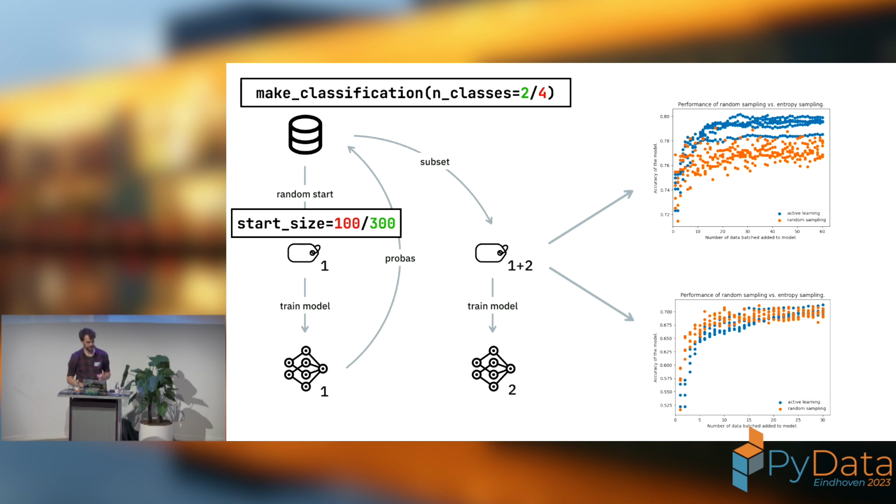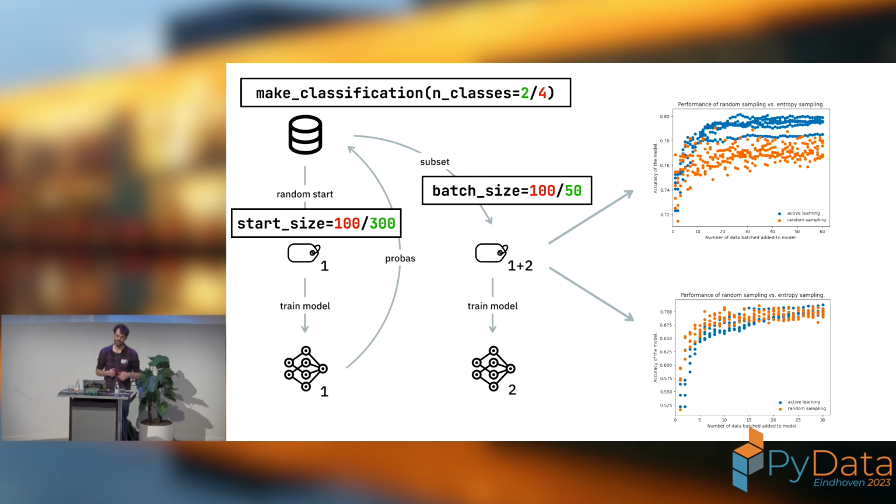Another thing you can do is, you have that start data set that you start with, that first random sample. Turns out if you make that small, like the first set you give the first model, that's also more likely to make active learning worse. And another thing that you can do is make the batch size really, really big. That's also something that, at least from playing around in a notebook, seems to have an effect.